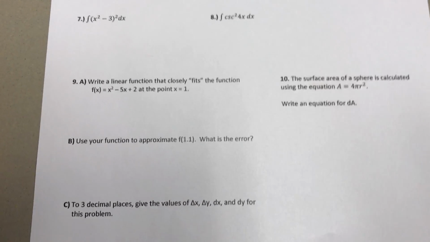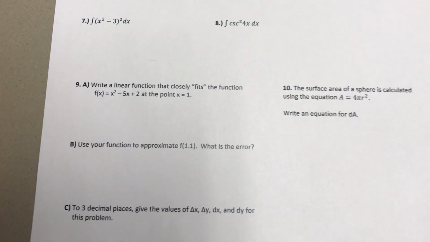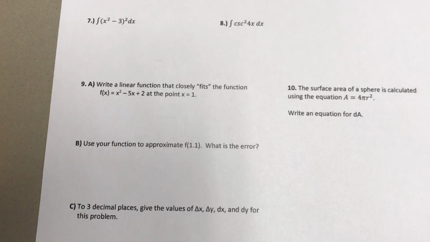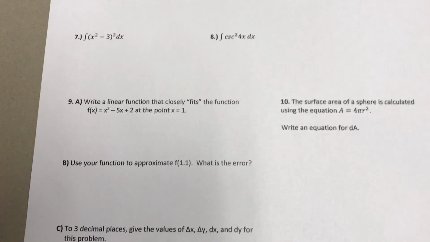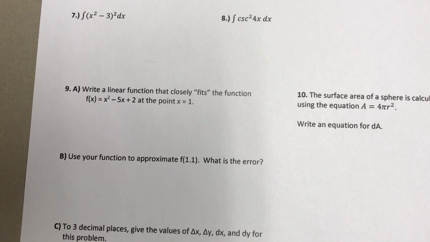Picking up where we left off on the quiz, question 9 asks you to write a function that fits the function f of x equals x squared minus 5x plus 2 at the point x equals 1. They could ask you to write a linear approximation. They could ask you to write the equation of a tangent line and make an estimation using a tangent line, various ways of doing this.